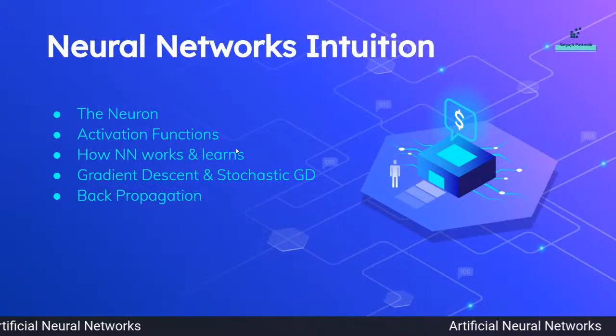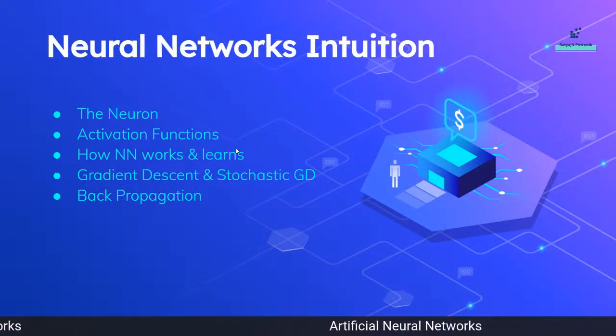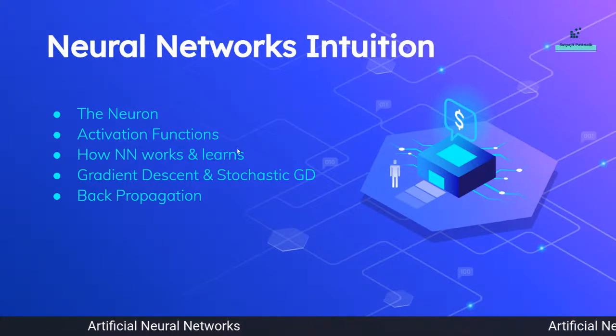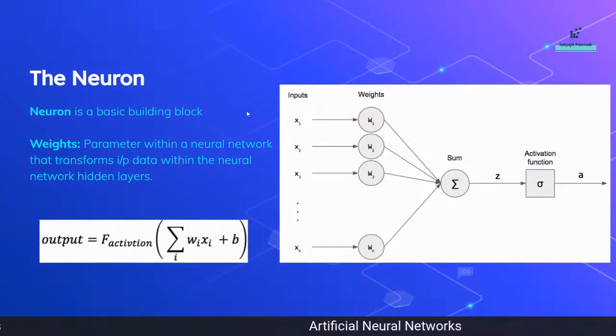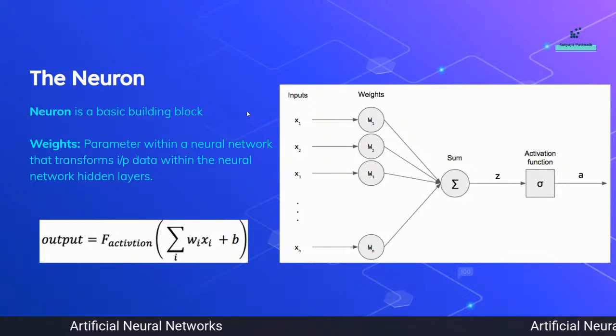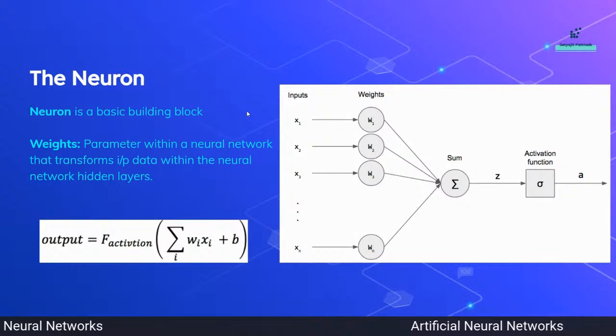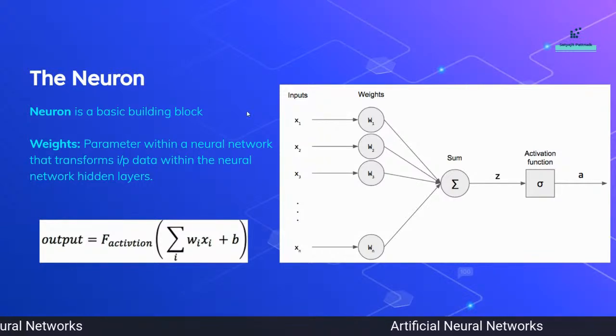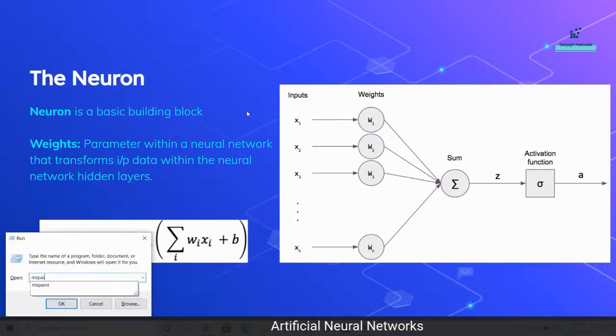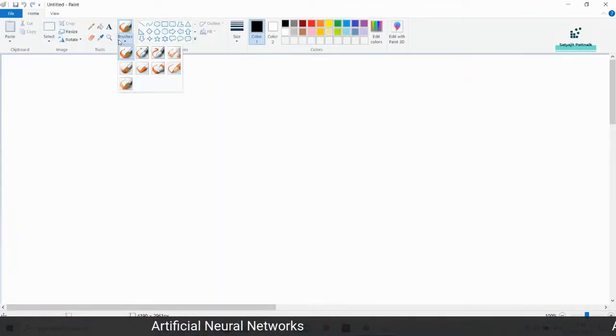Now, neural network intuition, we'll try to understand what is a neuron, what are the basic activation functions, how a neural network works and learns. All these topics we will cover. As you can see in this image, a neuron is a basic building block. Okay, and you can see there are some parameters within a neural network. Weights are basically the parameters within a neural network that transform input data within a hidden layer. Let me draw a small neural network so that you can understand.